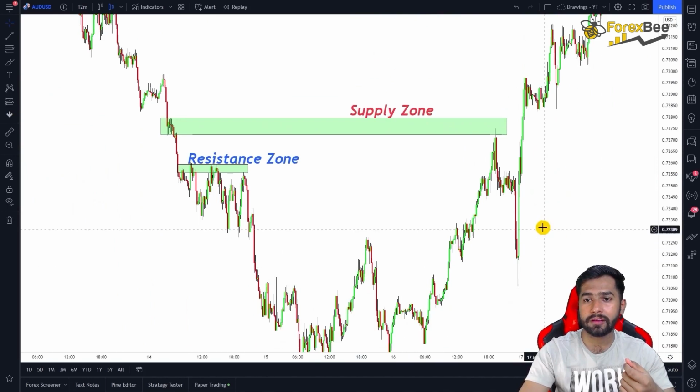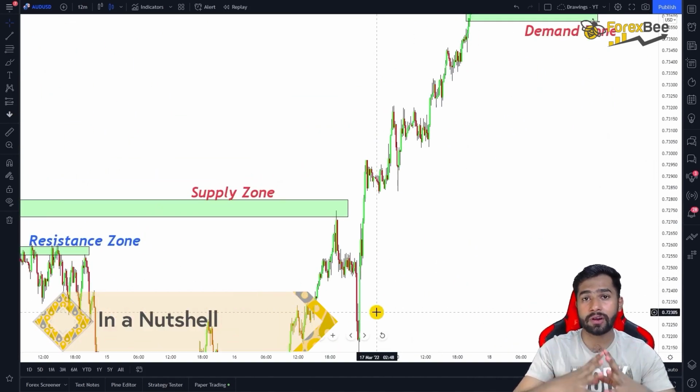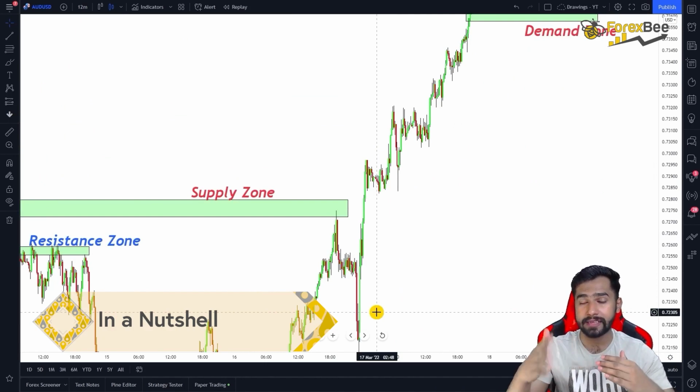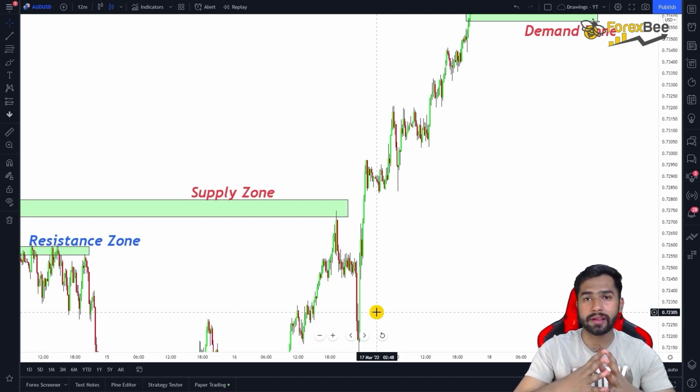So if I want to put it in a nutshell, at a support or resistance zone, the market keeps retesting those levels. But in case of a supply or demand zone, once the zone is formed, the market will come back in order to pick the pending orders that are placed by the institutions. If it's a demand zone, it will move in the bullish trend after picking the buy orders, and if it's a supply zone, the market will pick the pending sell orders and move in the bearish trend. So that is the main difference between support and resistance and supply and demand zones.